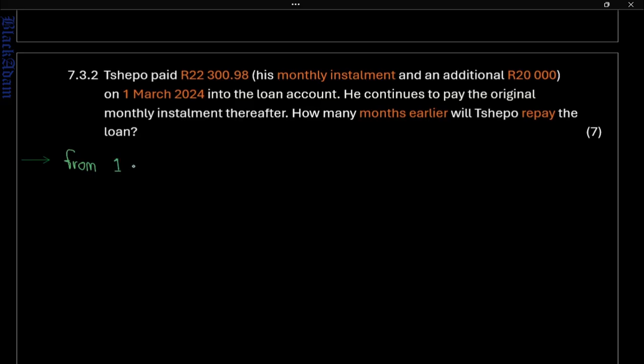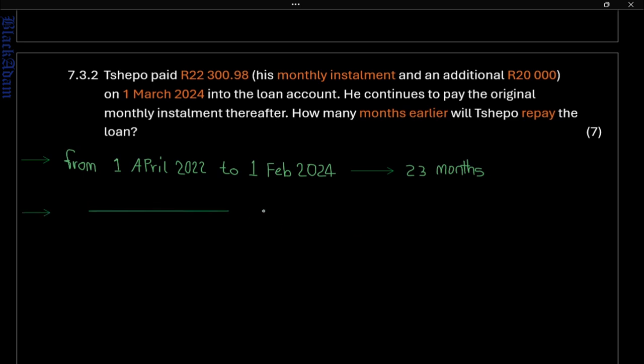Okay, so I paid on 1 March, which means we don't consider the 1 March. Let's consider 1 April 2022 to 1 February 2024. And how many months is that? They pay that amount on 1 March, and then we go up to February. So it's going to be 23 months. It's almost 24, but the final month we won't consider.